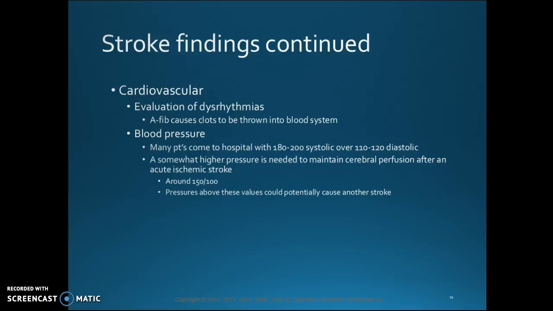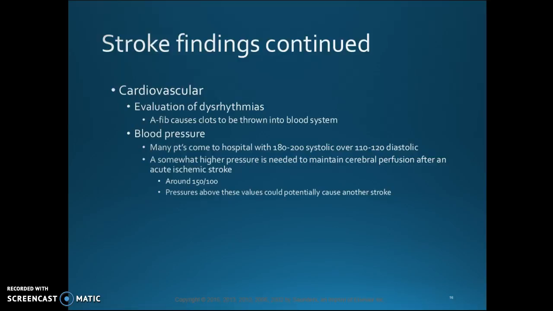Blood pressure, so it's going to be normal for us to find the patient come to the hospital with a really high blood pressure. This is the body trying to compensate and get that blood flow to the brain, because if it's blocked and there's tissue death happening in the brain, the body's trying to get enough pressure up there to get the blood flow to the different parts of the brain. So anywhere between 180 over 200 and 110 over 120 is going to be a blood pressure that I'm going to see in a patient that comes in with a stroke.